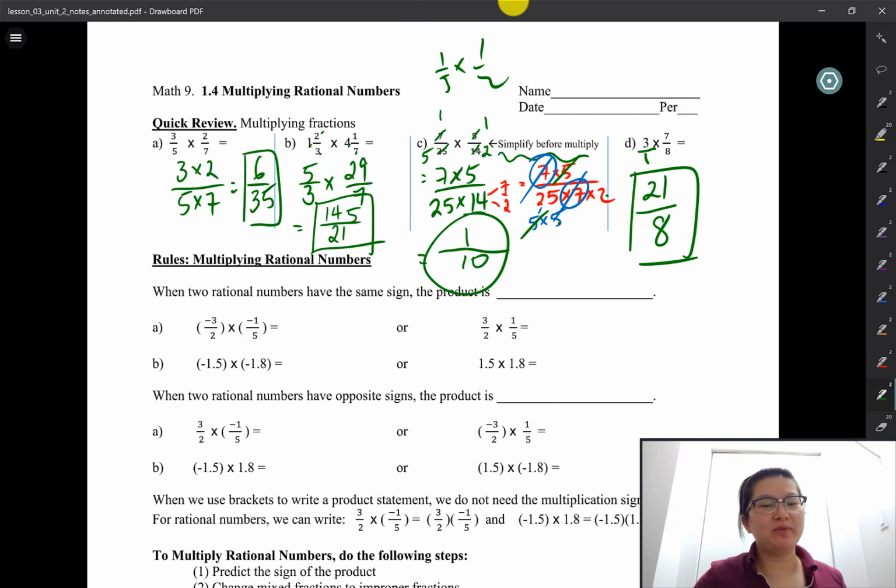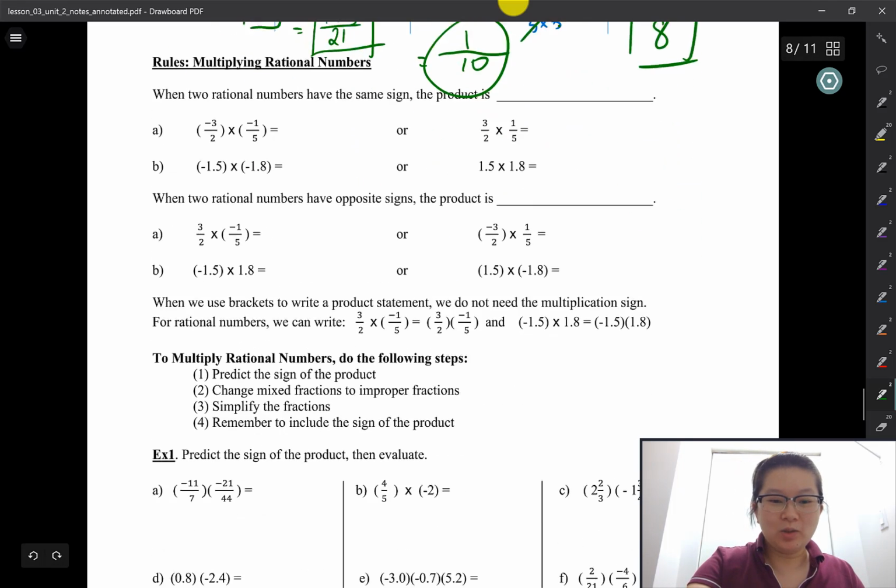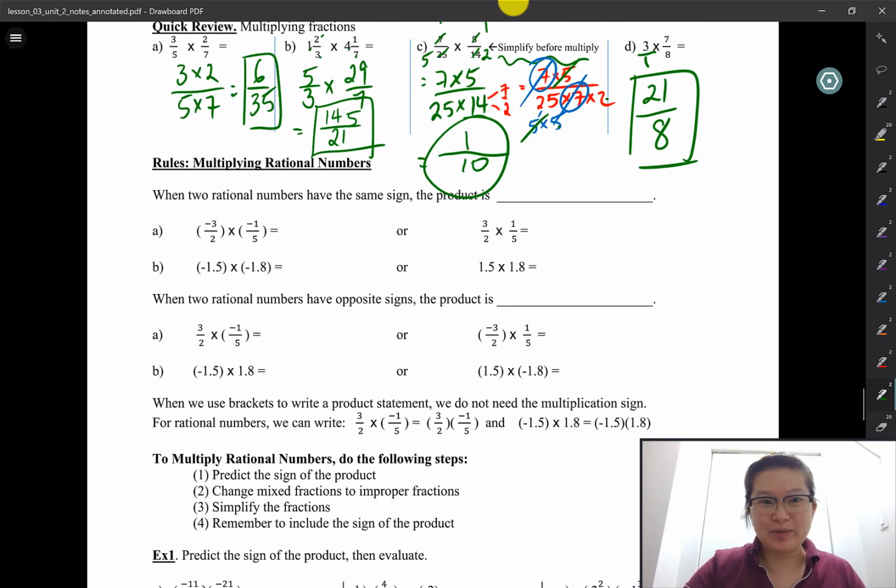We are continuing with multiplying rational numbers. Sorry it took a little longer introducing the board game in the last video. In this video, I am going to finish off 1.4 multiplying rational numbers. It's only one page, so let's begin.